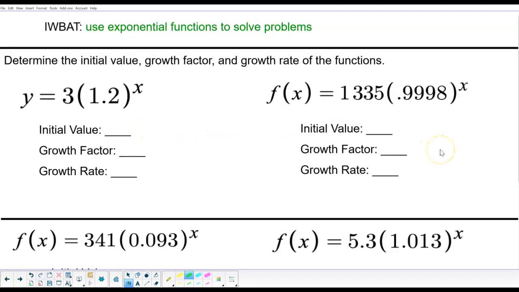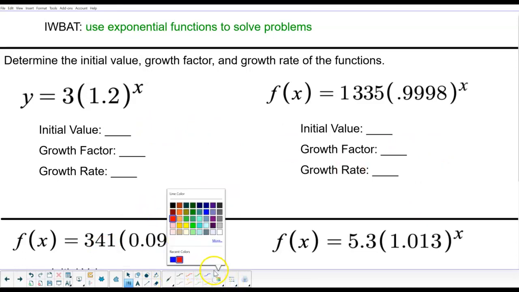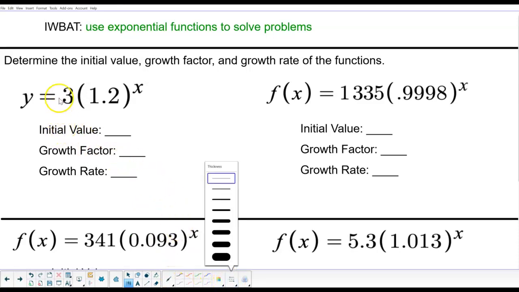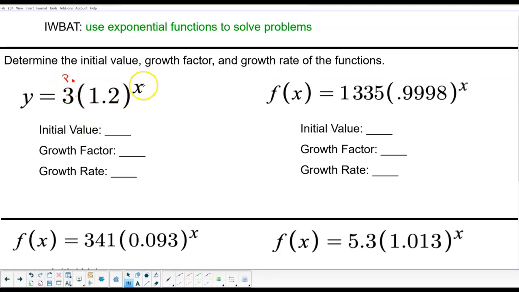So let's work through a couple of problems just to see how all of this is set up. All right, so the initial factor, that's your A value or the P sub 0. That's the very first value here. You can always plug in 0 for the exponent. If I put a 0 here, that makes 1.2 to the 0 power 1, and it'll leave me with just 3. Now, the growth factor is the entire piece, 1.2.